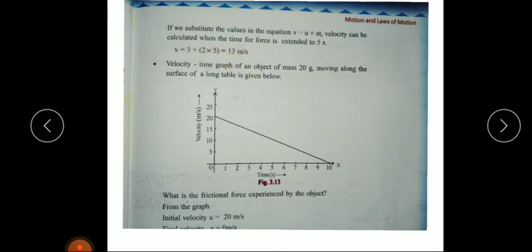So write this equation and answer in your notebook. So without looking at the answer, you have to solve the problem. Okay. Velocity time graph of an object of mass 20 gram moving along the surface of a long table is given below. So here velocity time graph is given.